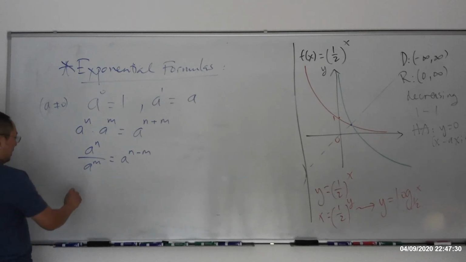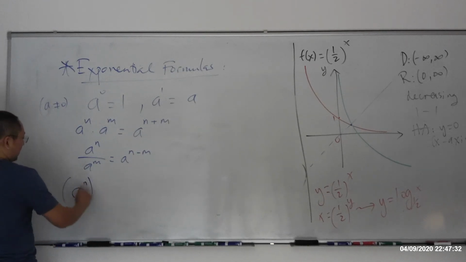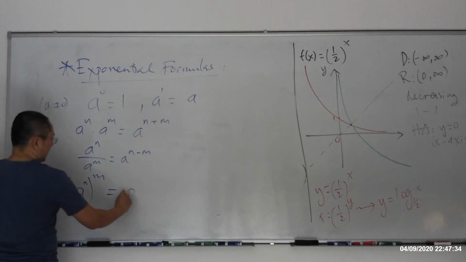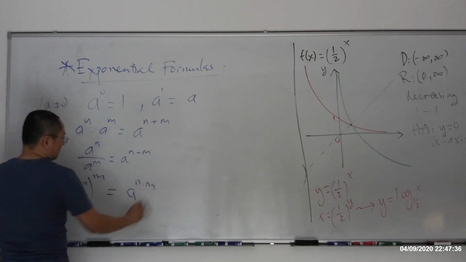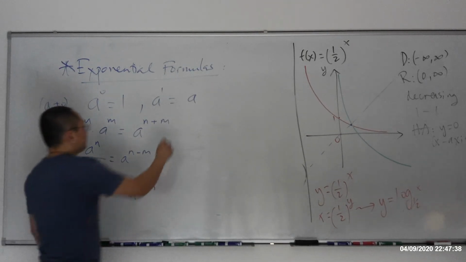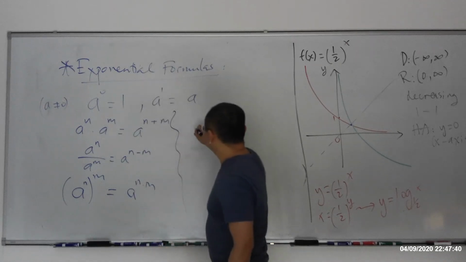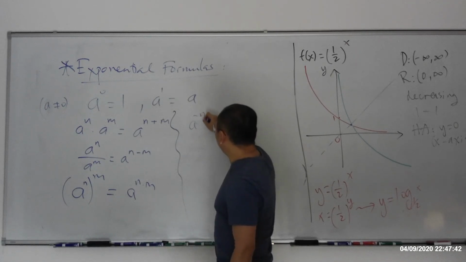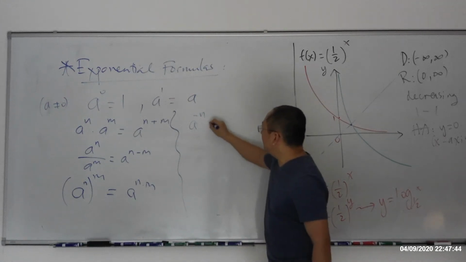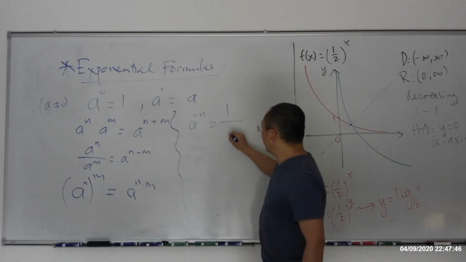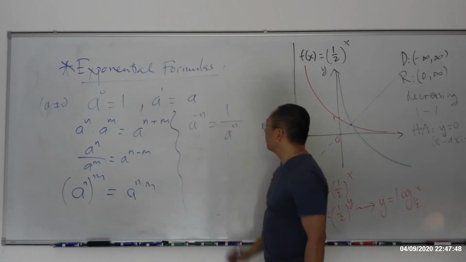Another one, about a to the n, everything to the m is a to the n times m, okay? How about a to the negative n, and you don't want to see the negative sign in front of the exponent, flip it over, reciprocal of a, so 1 over a to the n.